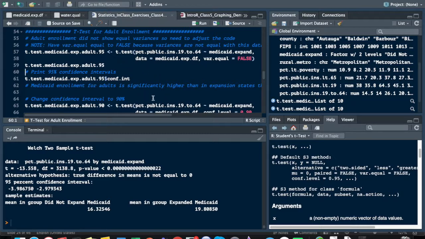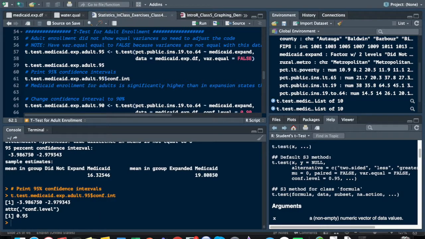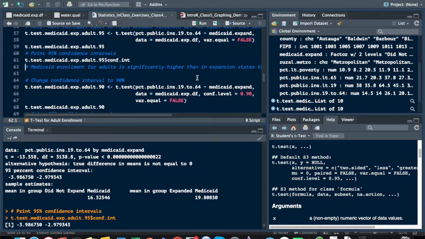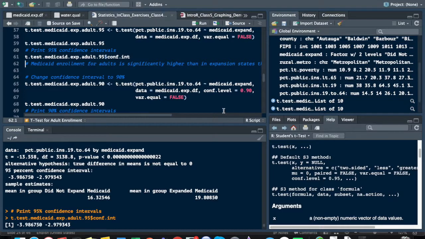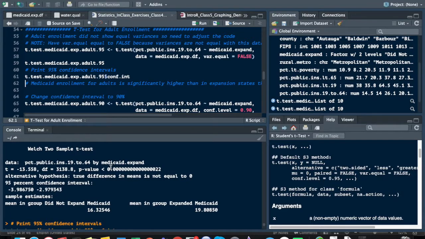And you're going to see your confidence interval here as well. So you're going to see the mean in the group that expanded Medicaid, for this still in children. Oh, I did not run the t-test yet. That's why it's still in children. So that would be child 95. So this is what I wanted to run. This is adults, so this is the Welch's two-sample t-test. I think I made a typo at the top. I'll fix it in the break.